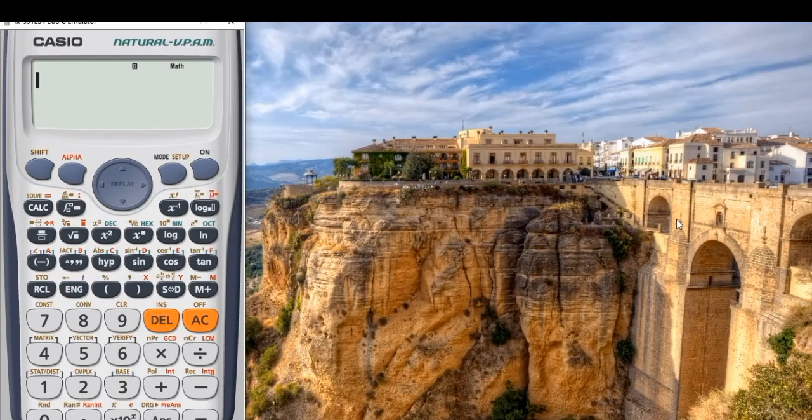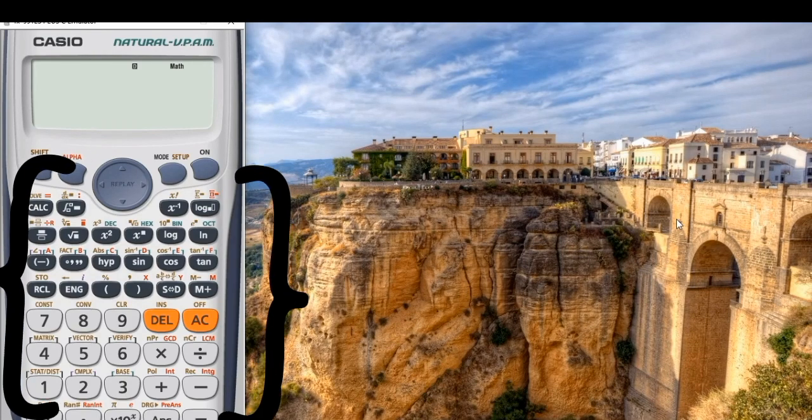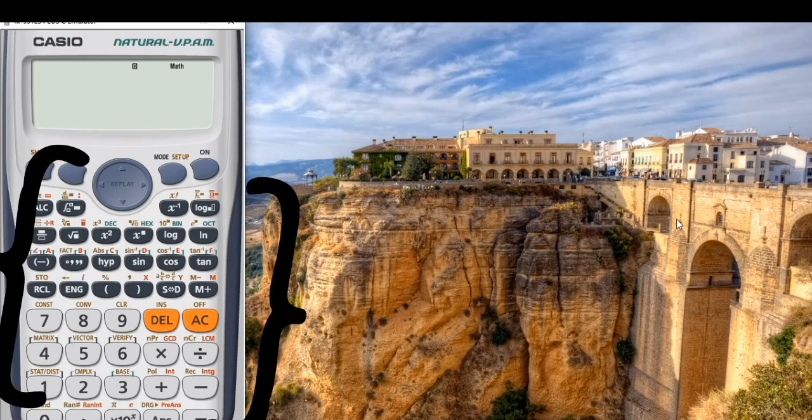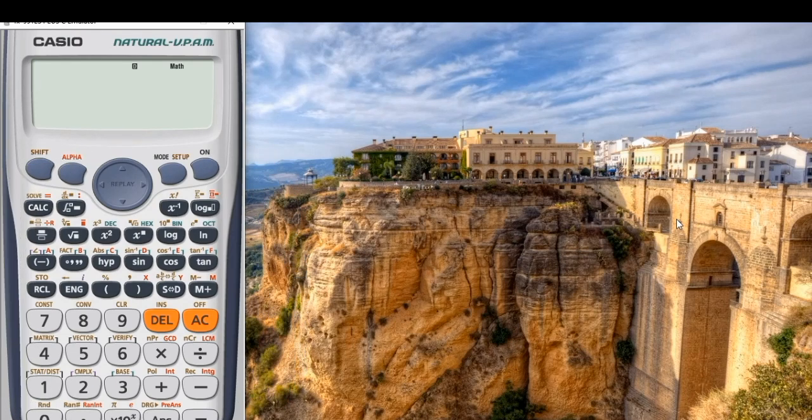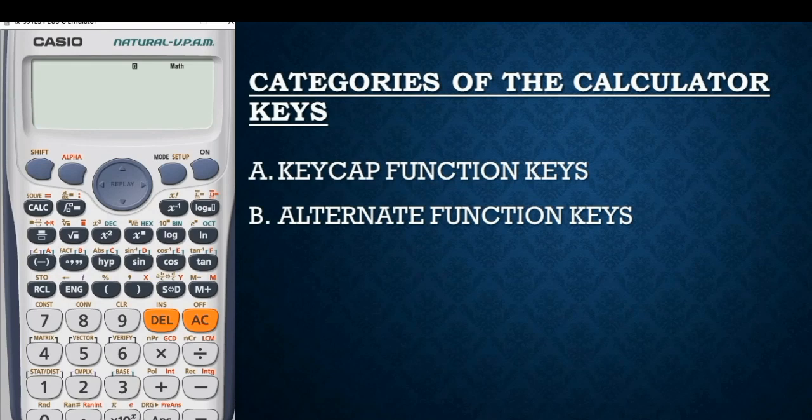So when we check on our scientific calculator, we can see that there are a lot of keys, and these keys are of different colors. The colors of the keys are not just there for the design of the calculator, but rather they play a very important role when we are inputting expressions, equations, or any other thing into the calculator. The scientific calculator keys have been categorized into two groups. We have what we call the keycap function keys, and we also have what we call the alternate function keys.